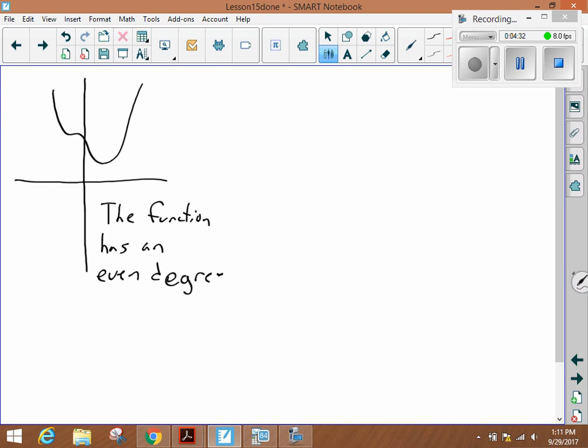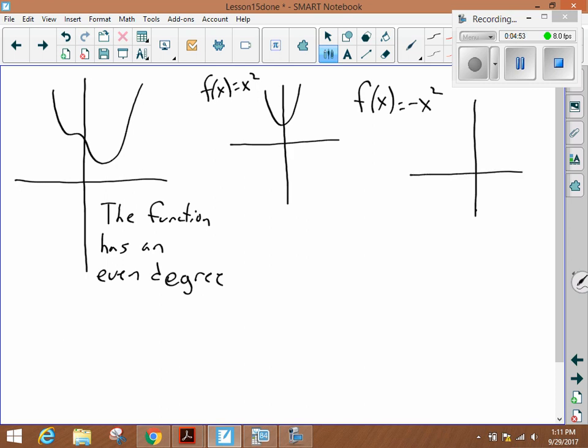But we've got something else going on here, right? It's flipped. So what is it that flips it? Remember we talked about if I have f of x equals x squared, like this, then it would be the case that f of x equals negative x squared would look like that, like a sad face. Aww.